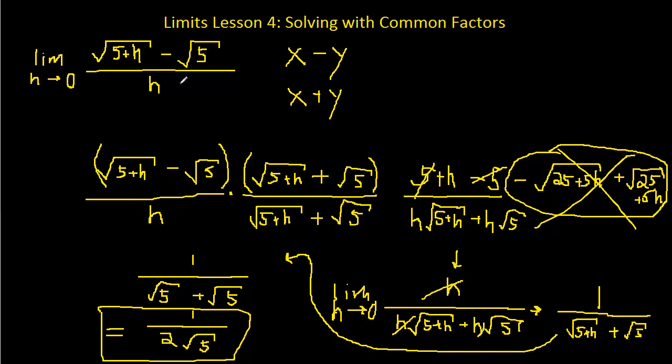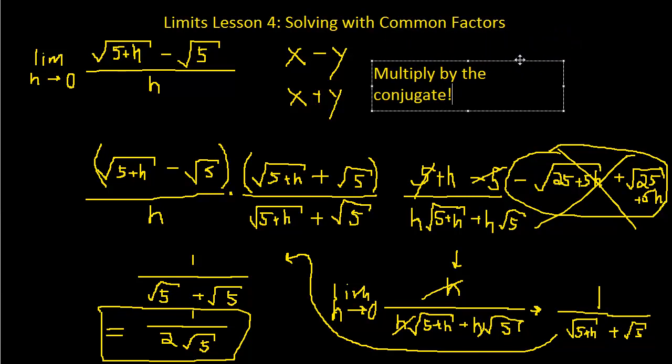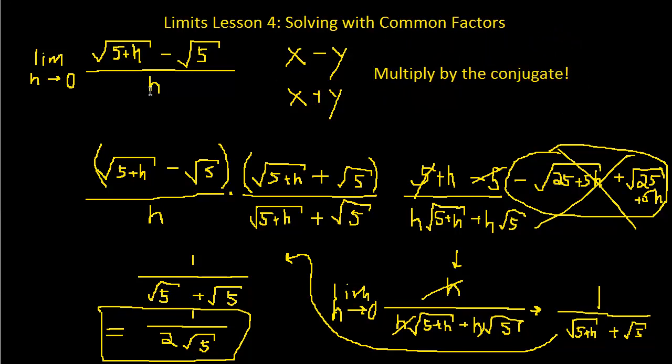All you have to remember is try to cancel h's, try to cancel common factors, try to factor as much as possible on the top and bottom so you can get something to cancel. And if that doesn't work and you have something like this, just remember, multiply by the conjugate. That's probably the biggest tip I can give you. So I'm just going to put that over here. That's the trick to solving these kinds of questions. Multiply by the conjugate, you have x minus y, multiply by x plus y, this form.